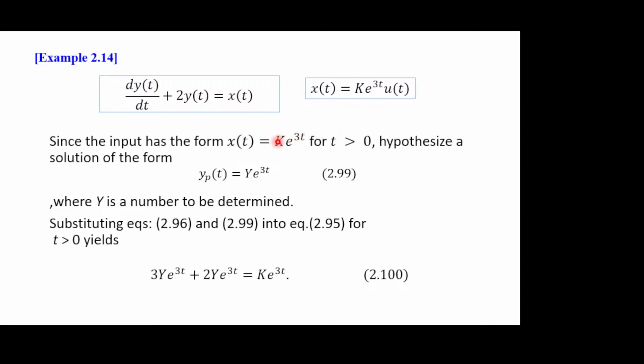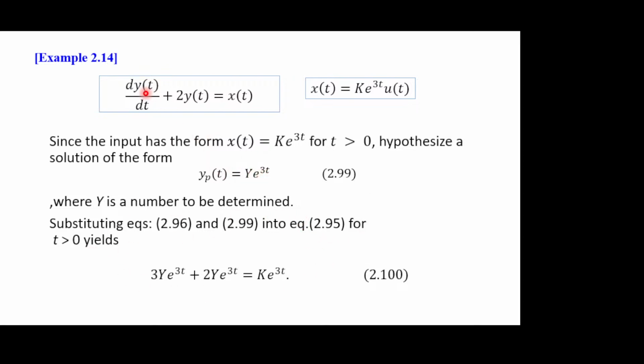Now we see x has this exponential 3t part. A way to solve a differential equation, especially when you have this exponential part, is just guessing that your answer has the same exponential part. This is kind of a heuristic way to solve it. So we guess our solution has this form: yp of t equals some constant y times the same exponential e to the 3t. And we just plug this into our differential equation and see how it works out.